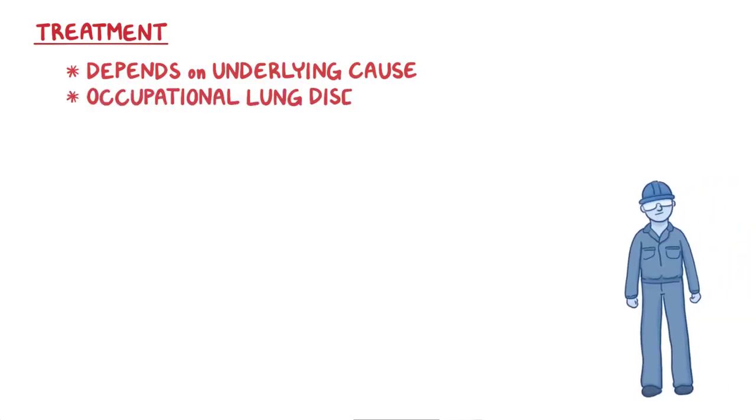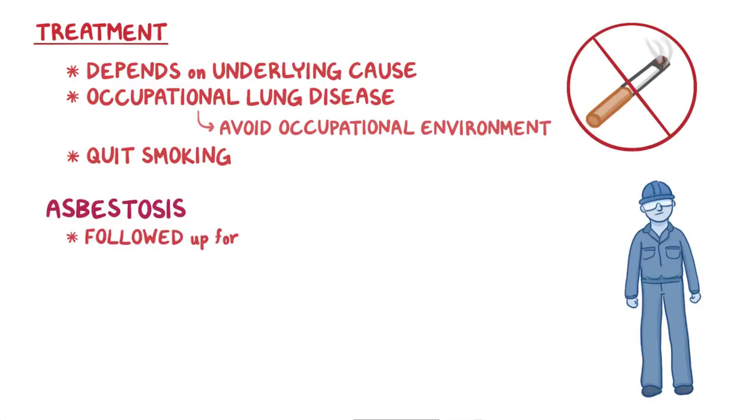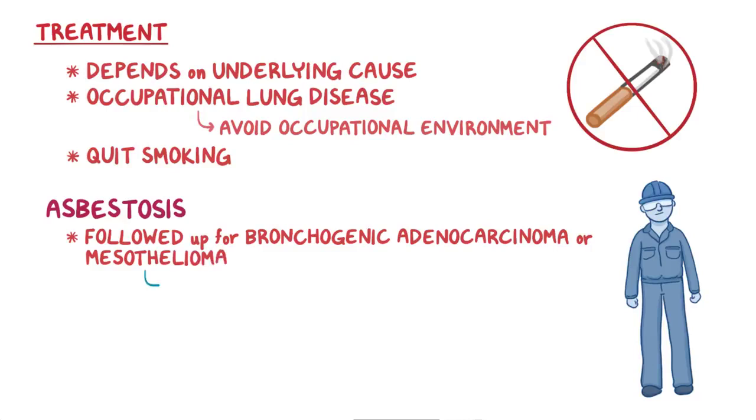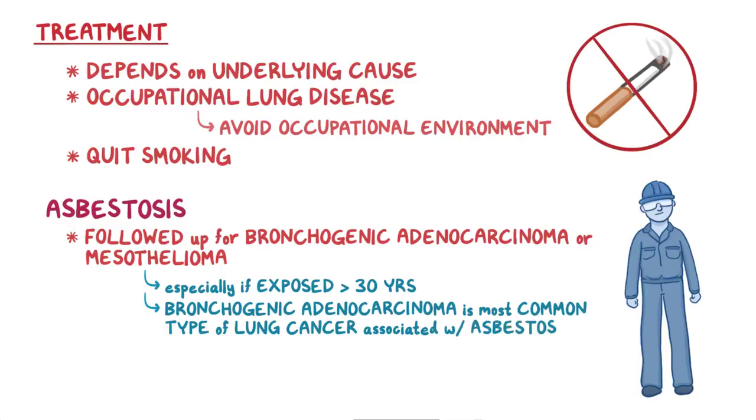The treatment of DPLDs depends on the underlying cause. Individuals with occupational lung disease are advised to avoid the occupational environment, as well as quit smoking to prevent compounding the lung damage. Asbestosis is followed up for the potential development of bronchogenic adenocarcinoma, or mesothelioma, especially if the individual was exposed for more than 30 years. In fact, bronchogenic adenocarcinoma is the most common type of lung cancer associated with asbestos exposure, not mesothelioma.